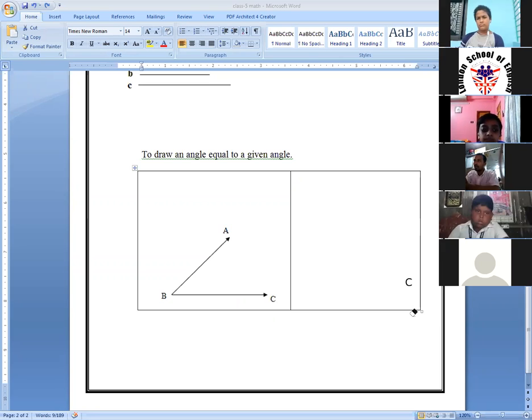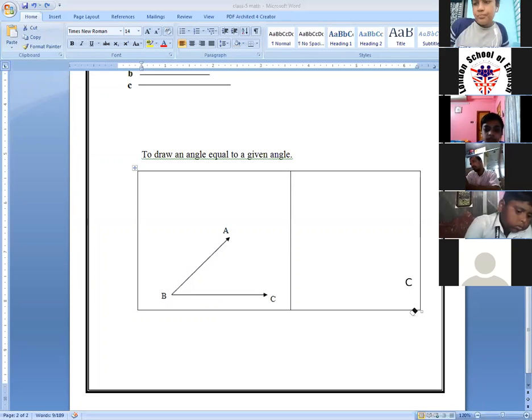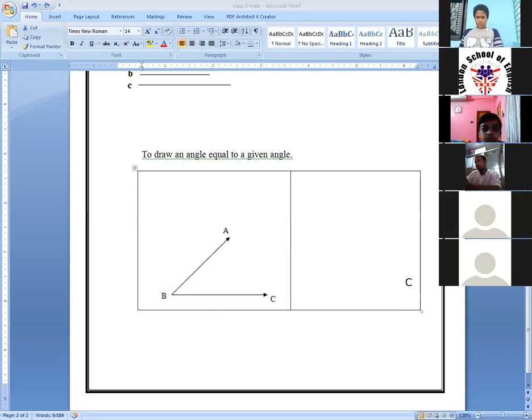When any angle of the triangle is equal to 90 degrees, it is called a right angle. Again, I am repeating. When any angle of the triangle is equal to 90 degrees, then it is called a right angle. Who can say now? Tofik, say now. What is a right angle?